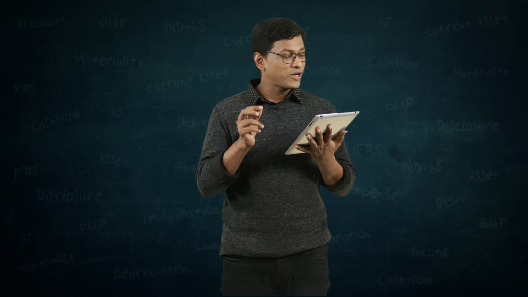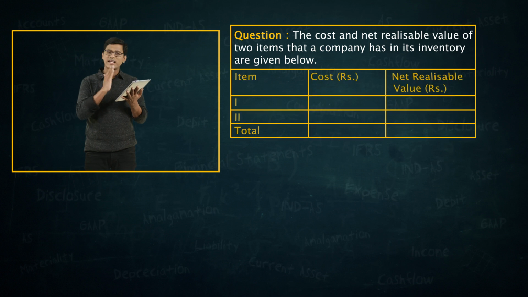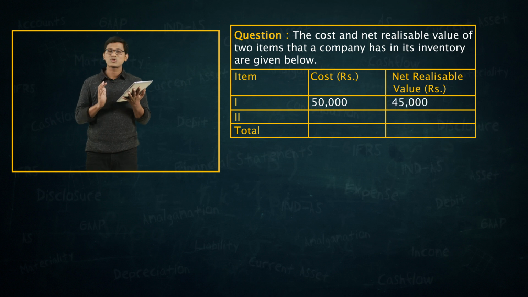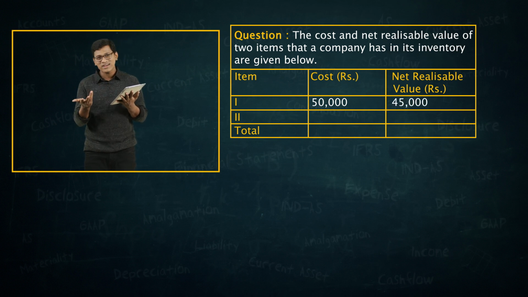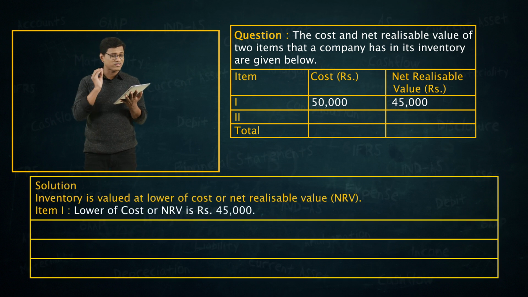Right. Let's look at the next question. The cost and net realizable value of two items that a company has in its inventory are given below. Item 1, item 2. Cost, net realizable value given. For item 1, cost is 50,000, net realizable value is 45,000. Inventory should be valued at what? Lower of cost or net realizable value. So for item 1, it should be at 45,000.